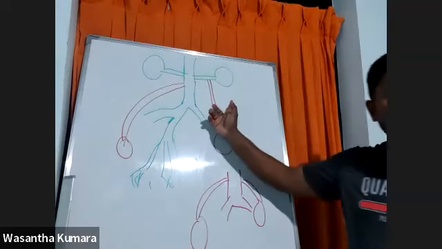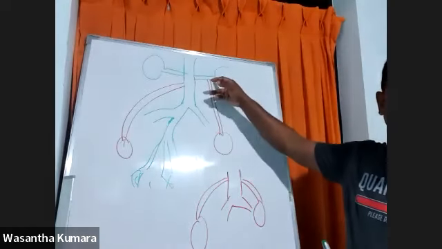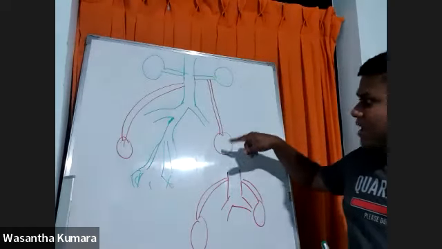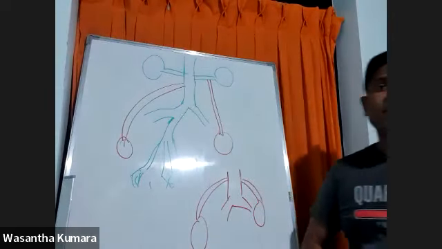So the testis is also the same. Can you all remember? Left testicular vein drains into the left renal vein. Ovary also the same. Left side drains into the left renal vein. Right side drains into the inferior vena cava.